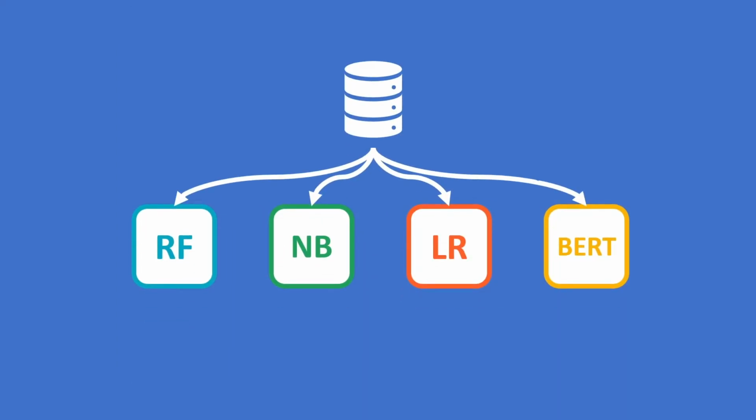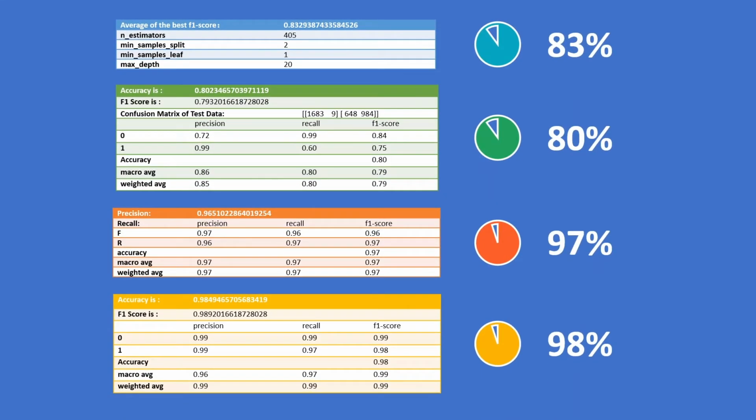After we got the dataset, now it's time to train our model. Firstly, we try four kinds of algorithms: random forest, naive Bayes, logistic regression, and bidirectional encoder representations from transformers model. Let's see the performance of each model based on different algorithms.